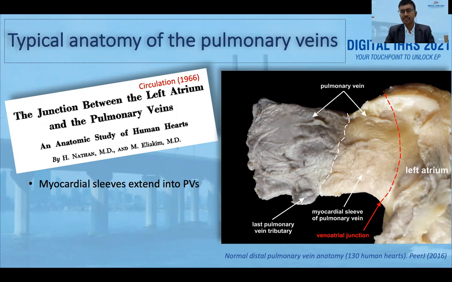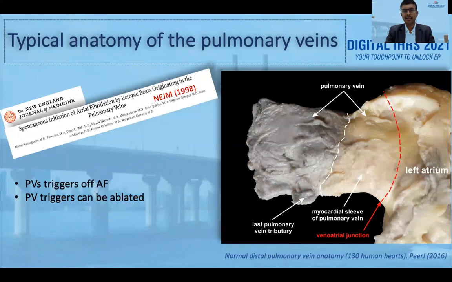Then came a series of investigations. Then in 1998, Michel Haissaguerre, with a seminal paper, told us that these pulmonary vein muscle fibers are in fact the triggers for paroxysms of atrial fibrillation, and they can be ablated. These pulmonary vein triggers need to be isolated from the left atrium. They are never to be ablated from within the pulmonary vein.